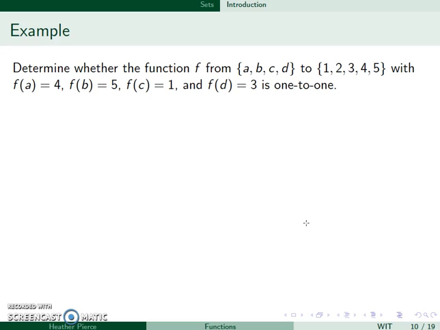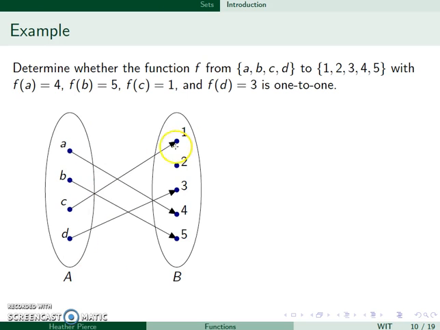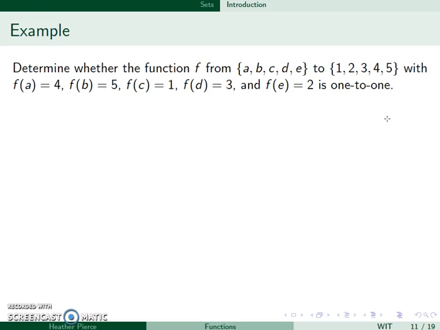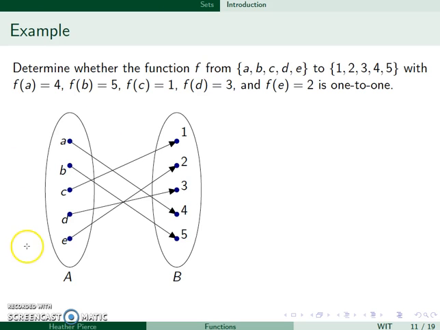So for example, let's determine whether this function is one-to-one. The best way is to draw the arrow diagram. My first set is a, b, c, d. My second set, 1, 2, 3, 4, 5. And I can see that every element in my first set goes to a different element in my second set. So this one is one-to-one. We'll look at this one, which changed slightly. And we'll notice every element of A does go to a different element of B. Therefore, this one is also one-to-one.